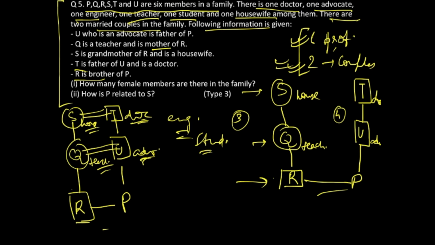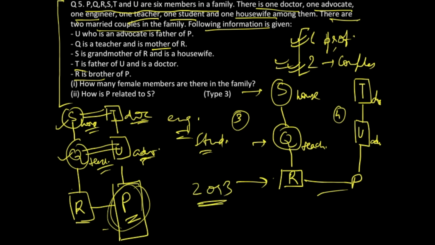The information which is not complete to us is that we don't know whether P is a male or a female. We don't know the gender of P. Now the first question says how many female members are there in the family. So we know that S is a female, we know Q is a female, and since we don't know the gender of P, we cannot say whether it's a female or a male, right? So our answer is going to be either 2 or 3, right? Because of uncertainty over P's gender.